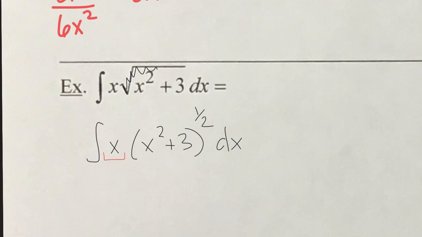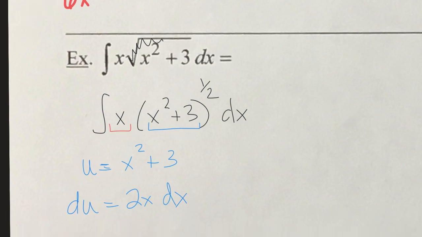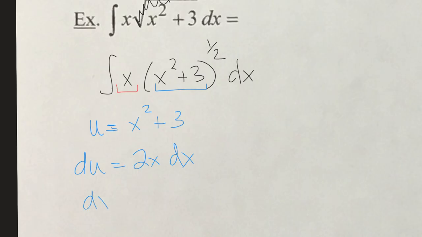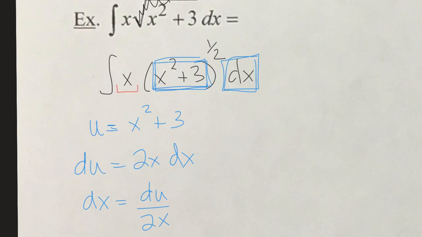Okay, so I have x times this thing right here. So let's let u be x squared plus 3. Then du is 2x dx, and dx is du divided by 2x. Now I can do my substitution and replace these two parts of my integral.